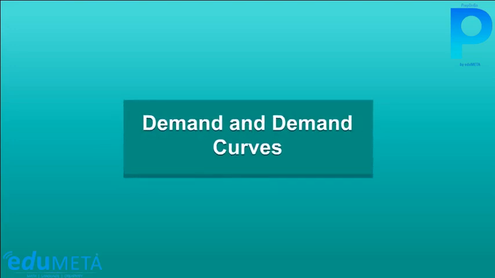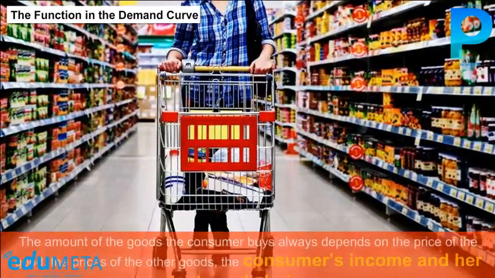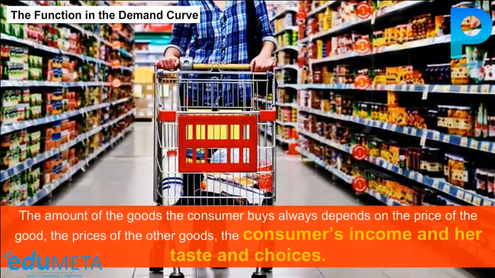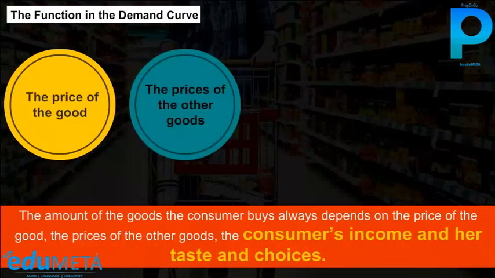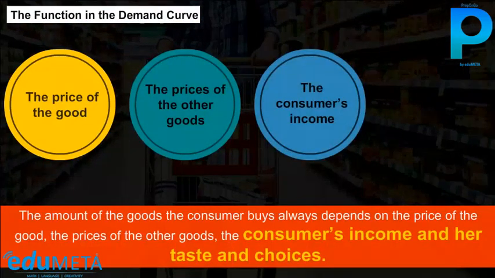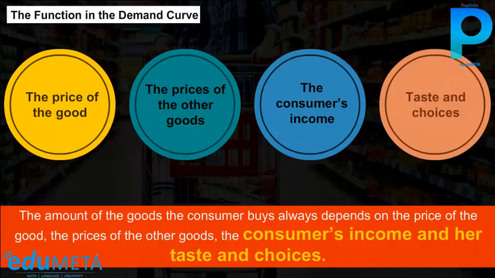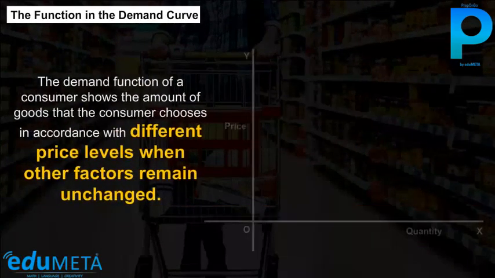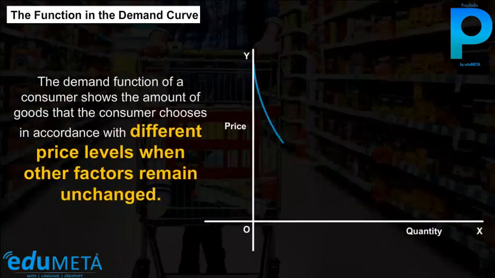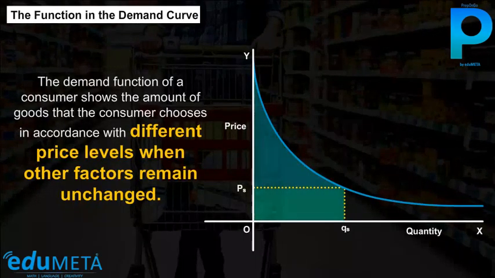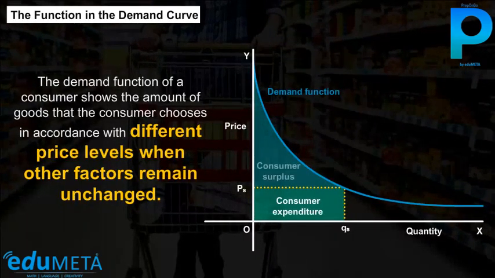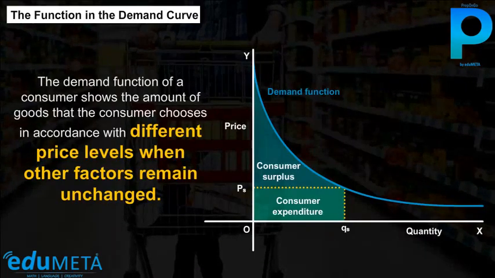Demand and demand curves. The function of the demand curve. The amount of the good the consumer buys always depends on the price of the good, the prices of the other goods, the consumer's income, and her tastes and choices. The demand function of a consumer shows the amount of goods that the consumer chooses in accordance with different price levels, when other factors remain unchanged.